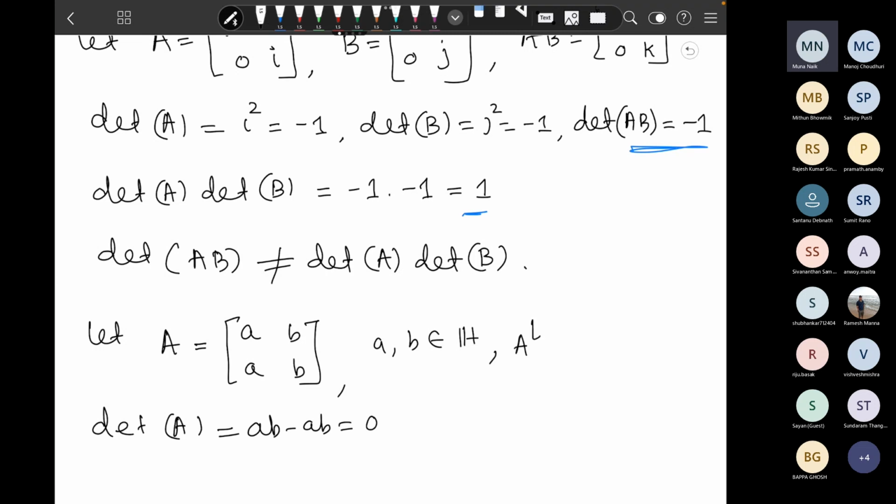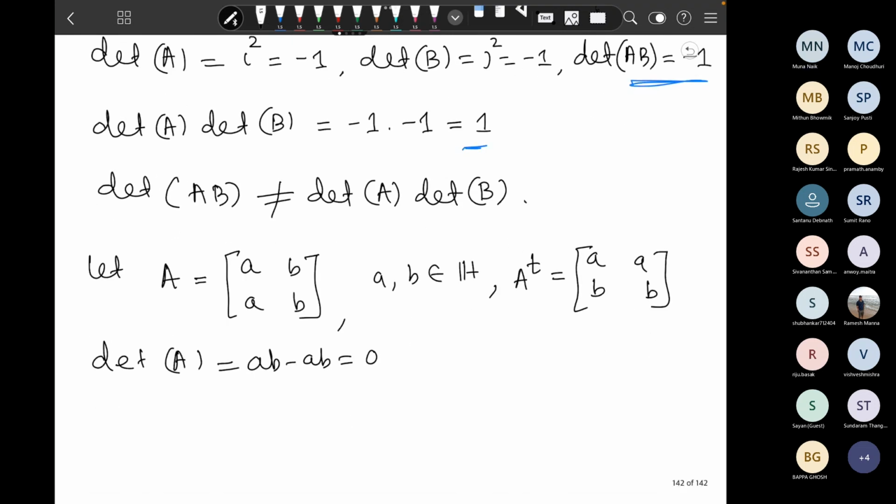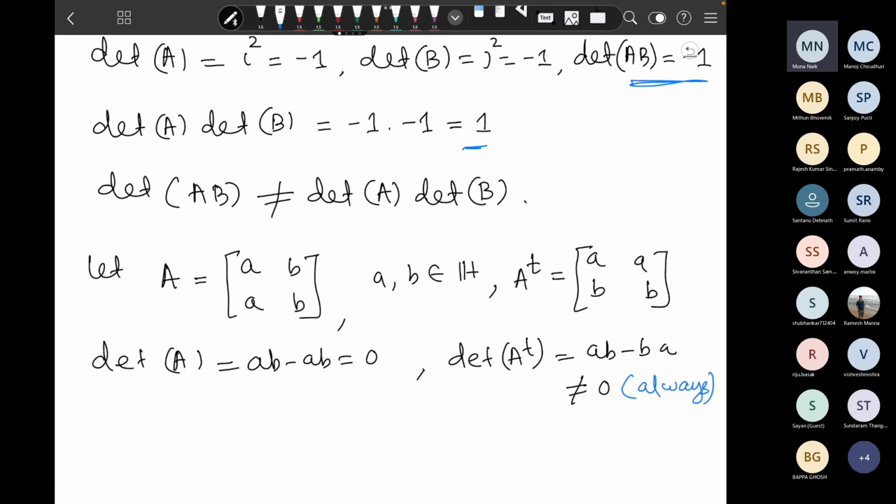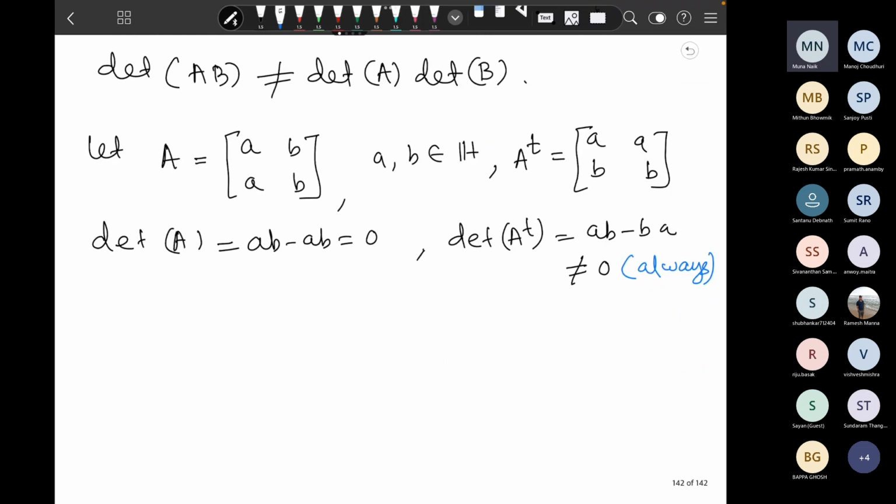Now I look at A transpose. The A transpose will have columns (a, b) and (a, b). These two columns are the same. But what is the determinant of A transpose? This is equal to ab minus ba. This is not equal to 0 always, because H is not commutative. So this is a strange thing, because two rows are linearly dependent, but still the determinant is not 0. So here also I am getting that the determinant of A is not equal to the determinant of A transpose.